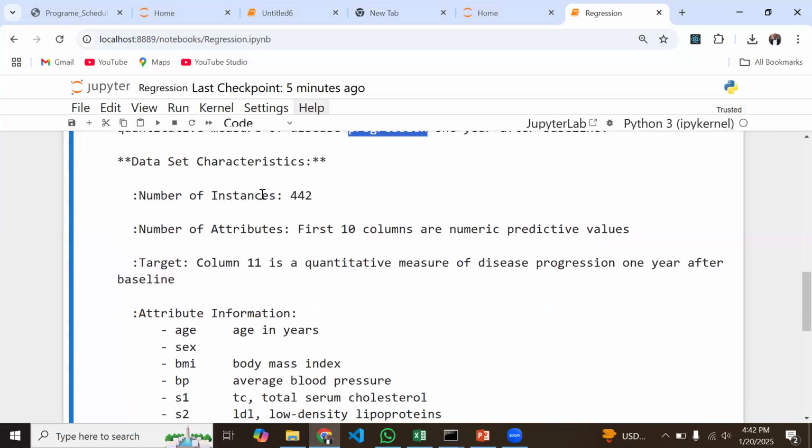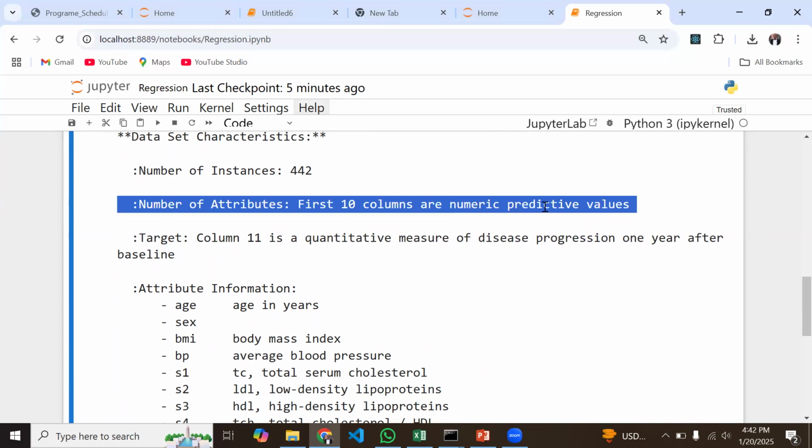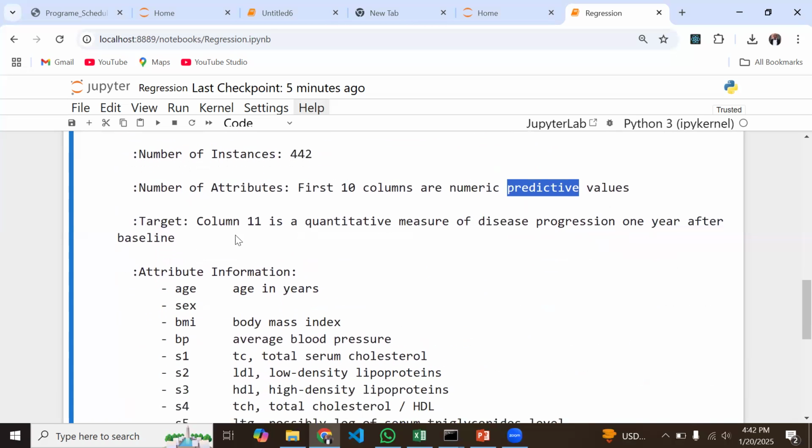All right. So these are the data set characteristics. The number of instances is 442, and the first 10 columns are the numeric predictive values. So that's going to form part of the X component. And then the target we see is column 11. So it is a quantitative, okay? It is not a qualitative to tell us whether it is diabetic or not diabetic. It is a quantitative measure of the disease progression of 1 year after baseline.